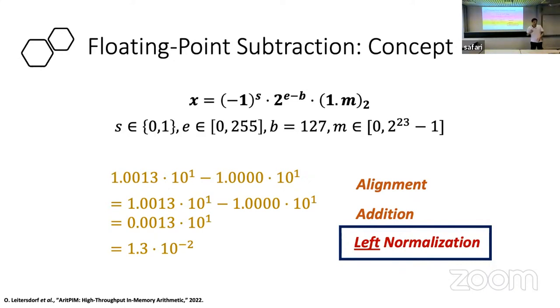So right normalization is what we had before, you either had to shift by one or you didn't. Left normalization looks even more complex, because not only is there variable shifting, but now you also have to somehow guess how many zeros there are before the first one. Now, how can you do that while still working on all rows in parallel?